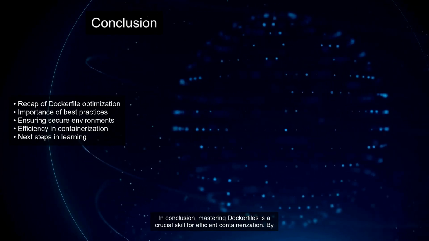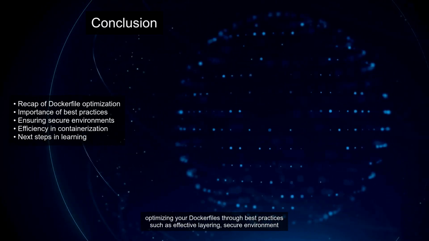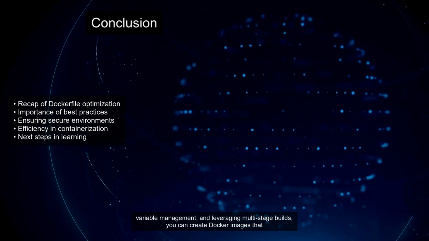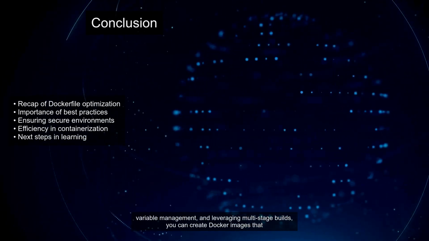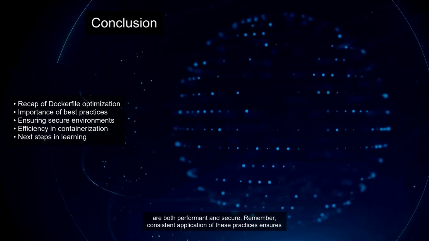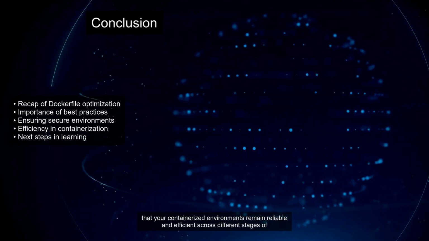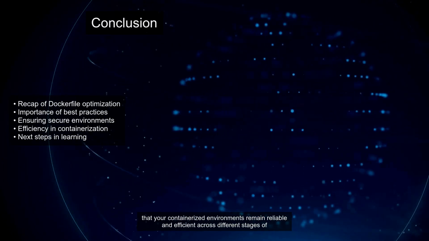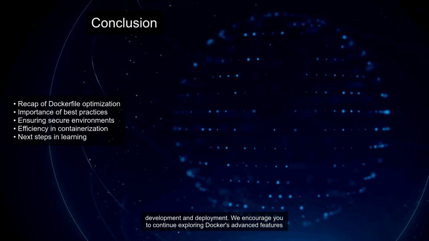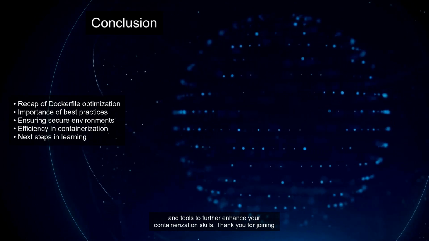In conclusion, mastering Dockerfiles is a crucial skill for efficient containerization. By optimizing your Dockerfiles through best practices such as effective layering, secure environment variable management, and leveraging multi-stage builds, you can create Docker images that are both performant and secure. Remember, consistent application of these practices ensures that your containerized environments remain reliable and efficient across different stages of development and deployment. We encourage you to continue exploring Docker's advanced features and tools to further enhance your containerization skills.